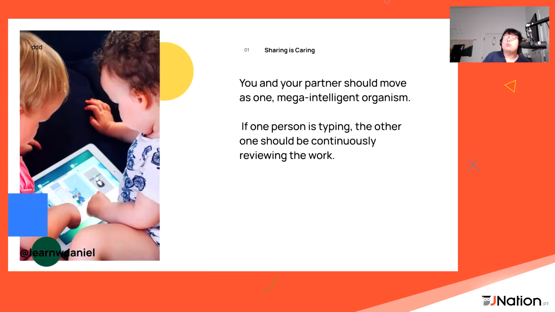When you are pair programming and working on a single piece of code, you and your partner should be working as one unit, trying to solve problems together. So if someone is typing, you should not sit back and go on Instagram. You should actually figure out what they're doing and constantly suggest solutions and review what they're writing.